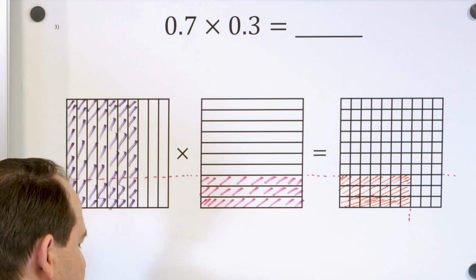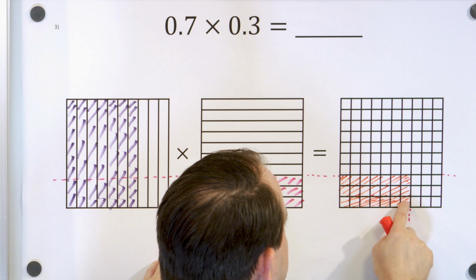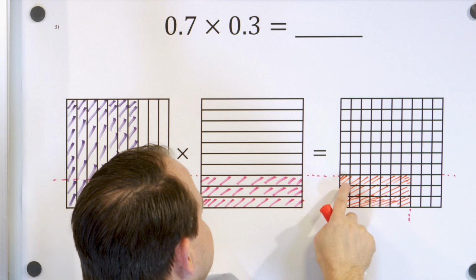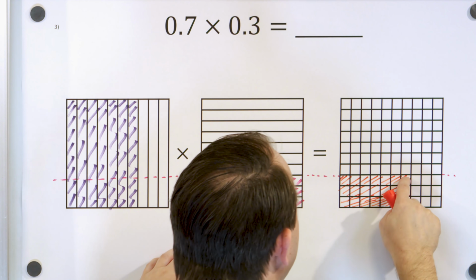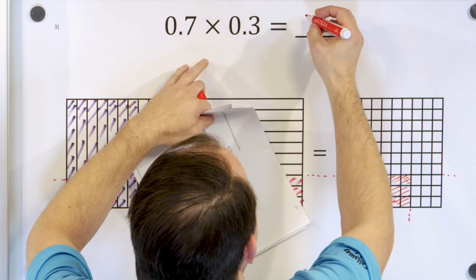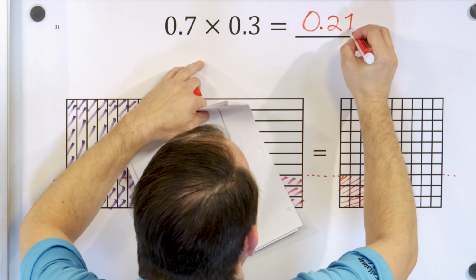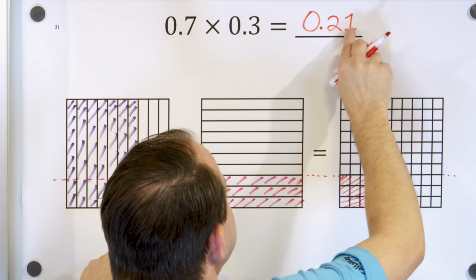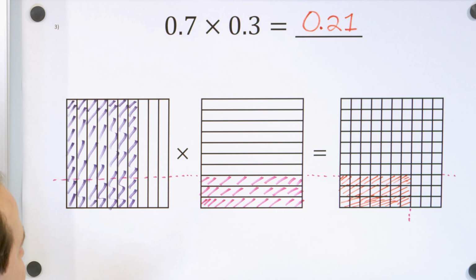How many squares out of 100 do we have? 1, 2, 3, 4, 5, 6, 7, 8, 9, 10, 11, 12, 13, 14, 15, 16, 17, 18, 19, 20, 21. 21 squares out of 100. 21 out of 100, 21 hundredths, 0.21. Tenths place, hundredths place, read it together, 21 hundredths, 21 out of 100.